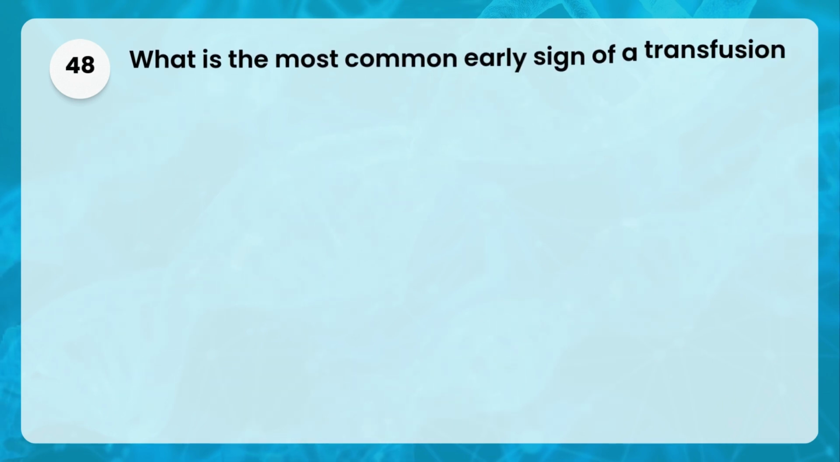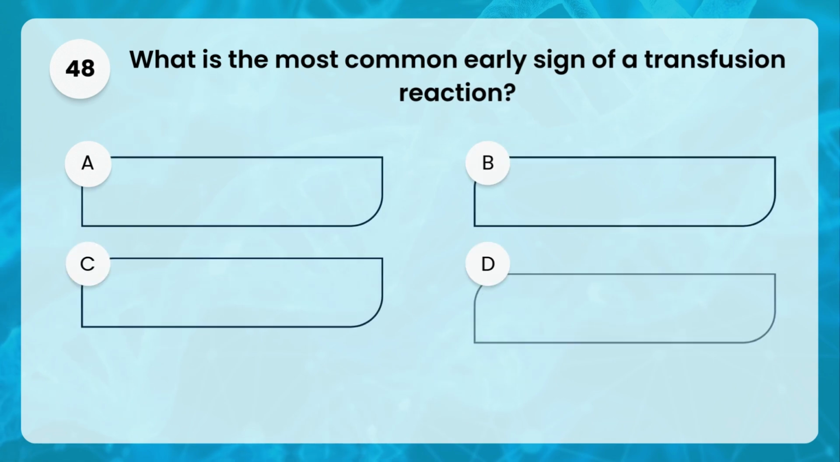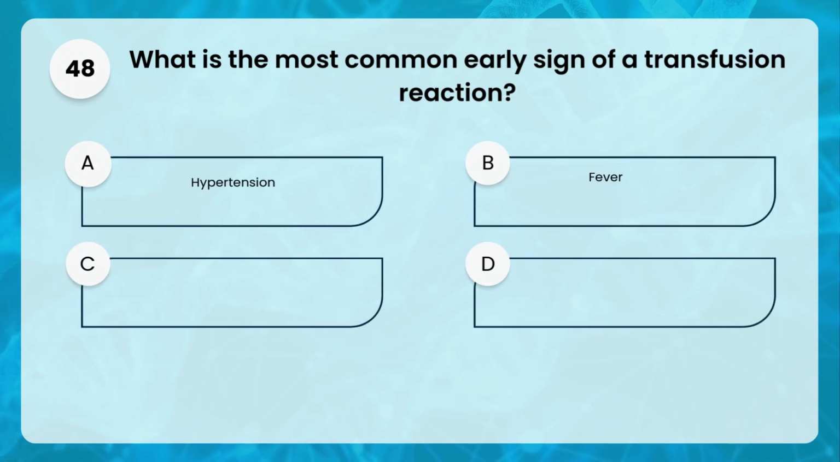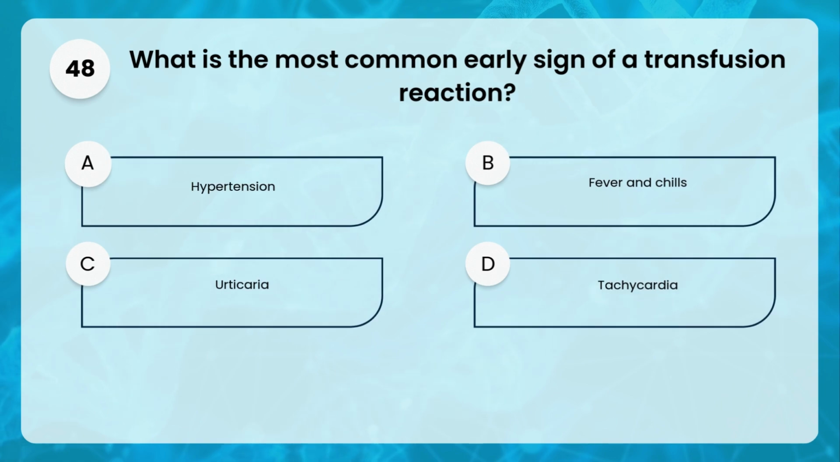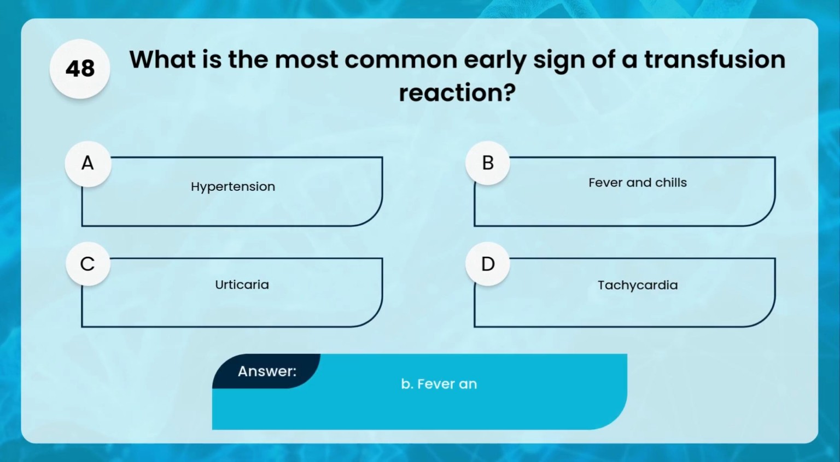48. What is the most common early sign of a transfusion reaction? A. Hypertension. B. Fevers and chills. C. Urticaria. Or D. Tachycardia. The answer is B. Fevers and chills.